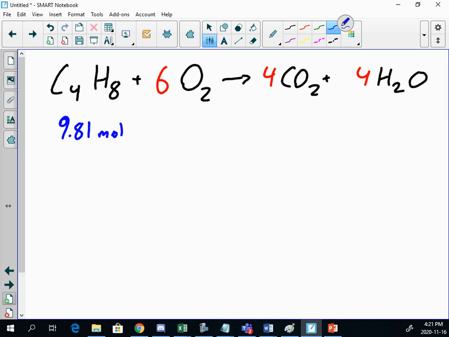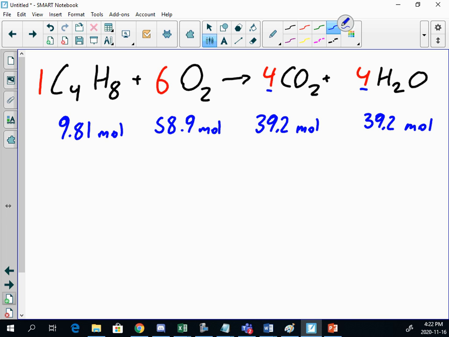I'm going to have a lot more of my carbon dioxide and my water because I have 4 times as much carbon dioxide and water as I have C4H8. So if I do 9.81 times 4, I'm going to get 39.2 moles of carbon dioxide and 39.2 moles of water coming out of this reaction. Even bigger than that, if I do 9.81 times 6, I'm going to get 58.9 moles of oxygen.